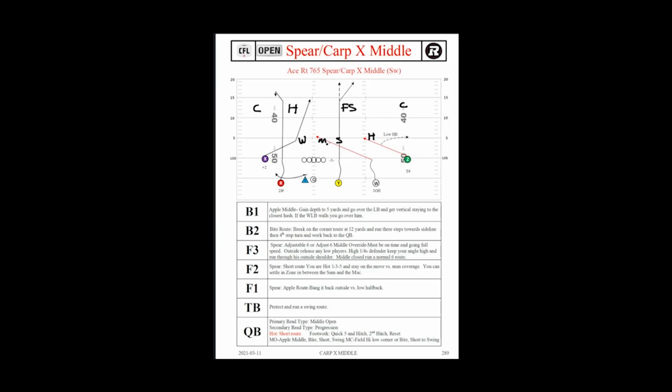All right, let's take a look. Okay, I've got cover 4 superimposed on this playbook page. This is what I would call spear carp X middle. This is from the playbook a couple of years ago in the middle open, middle closed section. Now, I'm going to show you why.